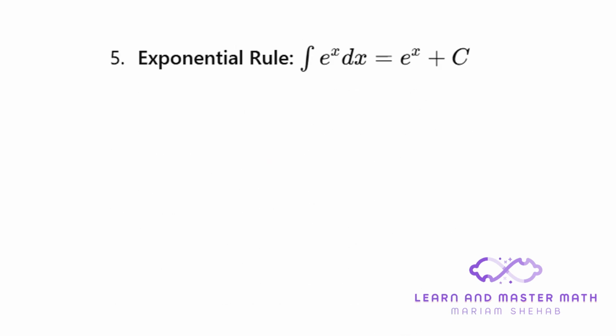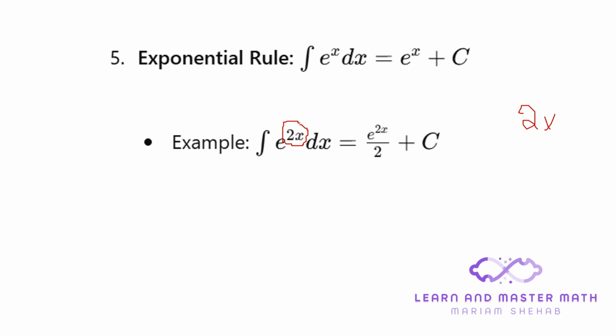Rule number 5, exponential rule. The integral of e^x dx stays the same. It's e^x plus c. For example, the integral of e^(2x) dx is equal to e^(2x) over 2. Well, why do we put over 2 here? Because the inner function is 2x and the derivative of 2x is 2. So undoing the chain rule, you have to divide by 2. So the answer is e^(2x) over 2 plus c.